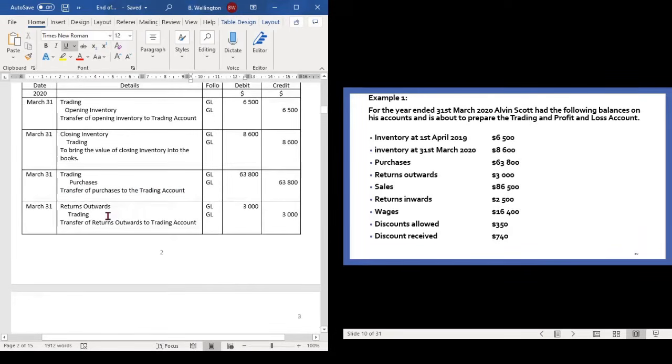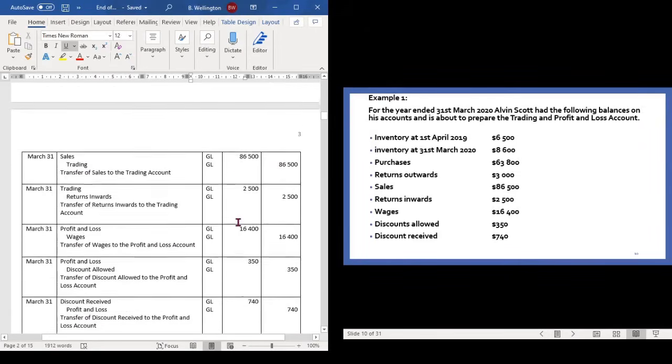Next item, the returns outwards. There's a balance on it, and of course that would be a credit balance. So to transfer that credit balance, you're going to make a debit entry in the returns outwards account. So here's the journal entry. Debit the returns outwards account with the $3,000 and credit trading account. And the narration, transfer of returns outwards to trading account.